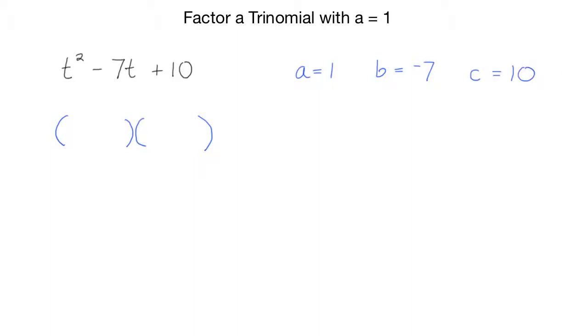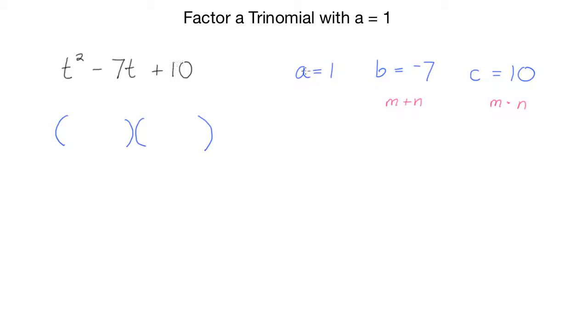All right. Now, as I've talked about before, our strategy when looking to factor this is to focus on whatever my b and my c coefficients are. I need to find two numbers that add up to equal b, but multiply to equal c. So what are two numbers that add up to negative 7 but multiply to equal 10?